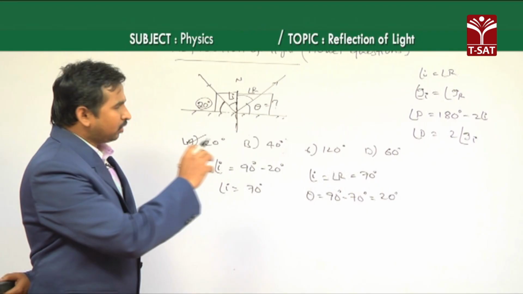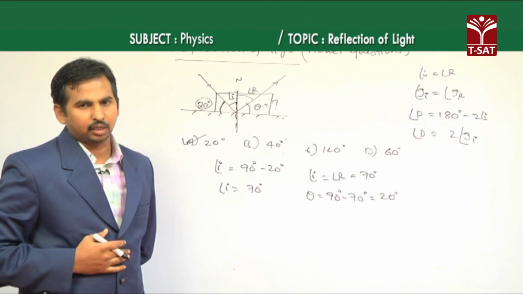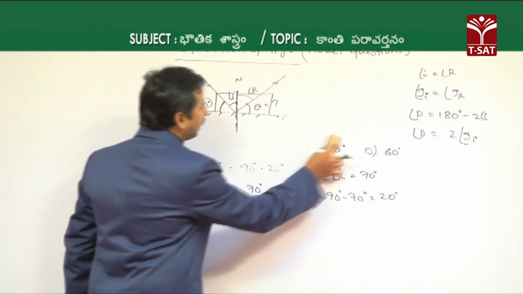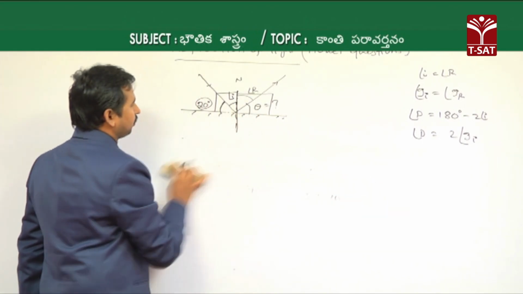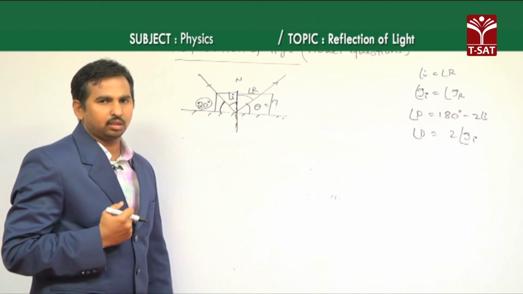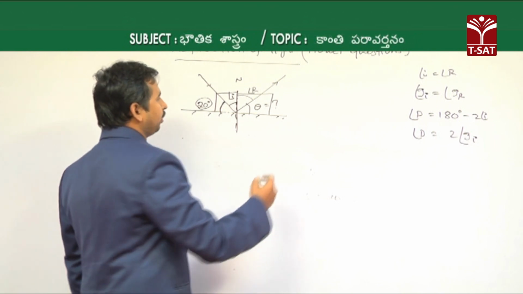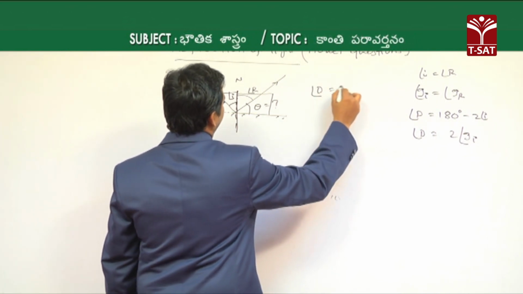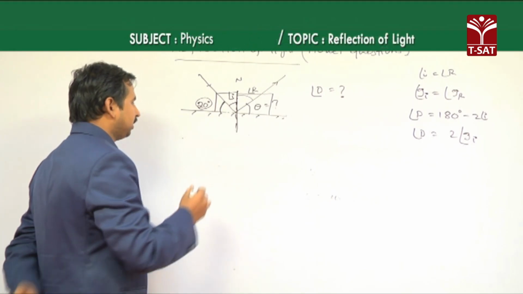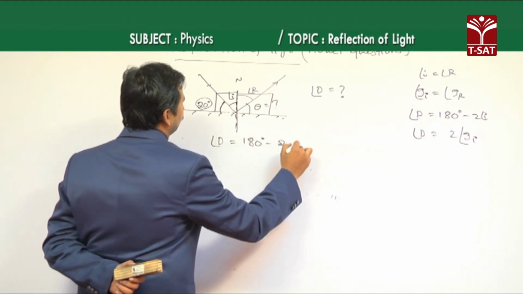Like this, depending on the given problem, by using the formula i is equal to r, we can find the angle. For example, in the same problem, if you want to find the angle of deviation, where the 20 degrees angle is made with the surface, what is the angle of deviation? We know the angle of deviation formula: angle of deviation is equal to 180 minus 2i.